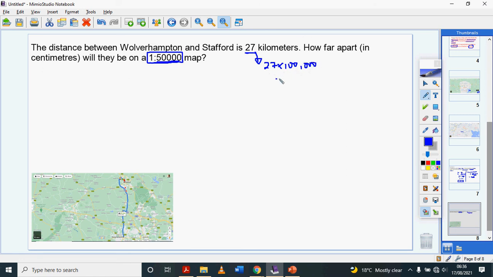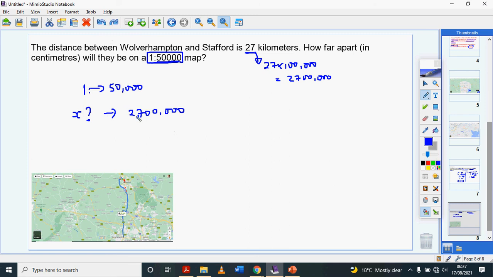So I have 2,700,000 centimeters. Now, 1 centimeter on the map represents 50,000 centimeters on the ground, right? How many centimeters on the map? This is what we want to know. How many centimeters on the map will represent 2,700,000 centimeters on the ground? That's what we want to know, right? How many of these centimeters?